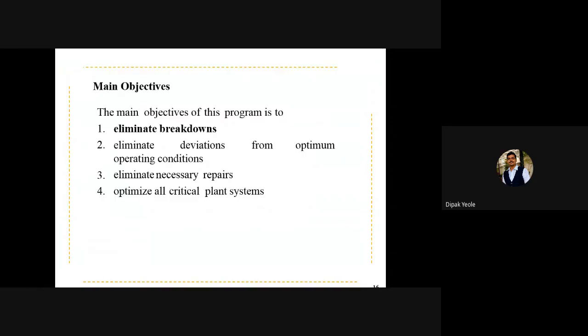What is the main objective? The objective behind corrective maintenance is that it will eliminate breakdowns, further breakdowns. It will eliminate the deviations from optimum operating conditions. It will eliminate the repairs, and it will be used for optimizing all critical plant systems. So this is the objective of breakdown maintenance. One can say that the abbreviation is BM.